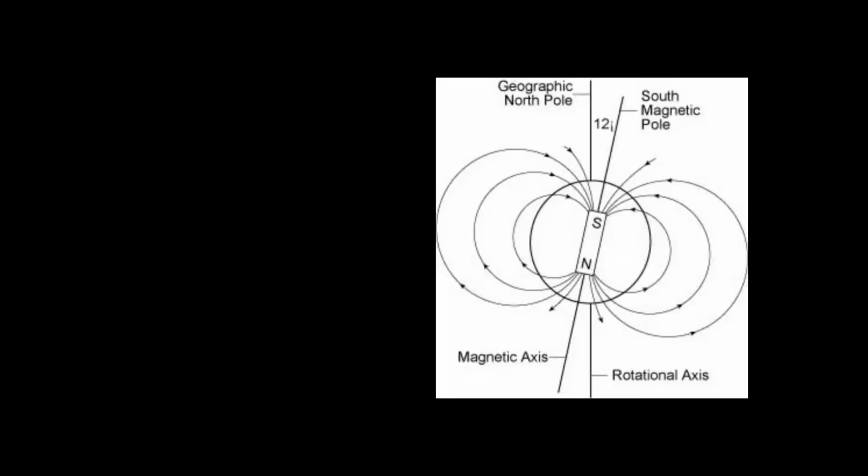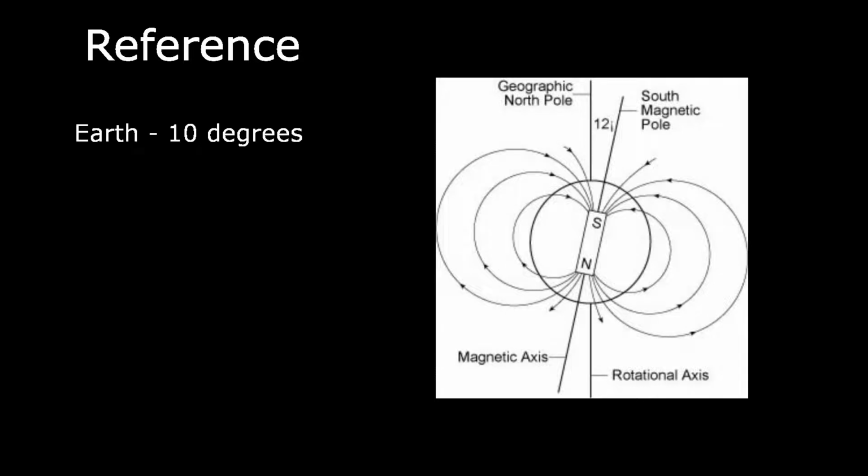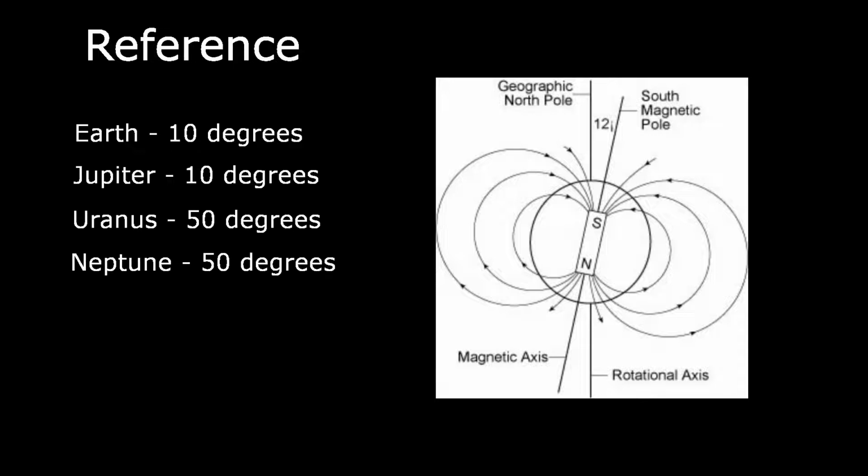What is not common is a dipole tilt, the angle between the magnetic pole and the normal pole. For reference, Earth has around 10 degrees, alongside Jupiter. Uranus and Neptune possess a dipole tilt of 50 degrees. Most of the dipole tilts are above zero and are not aligned with the poles. Saturn has a dipole tilt of 0.07 degrees, making it a shiny outlier among its colleagues in the solar system.